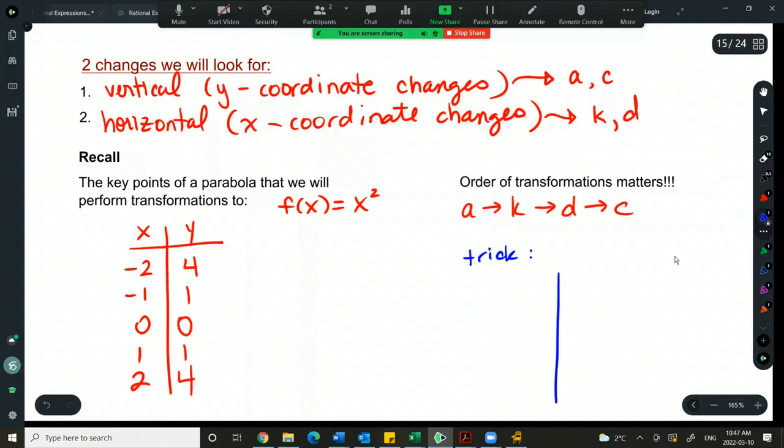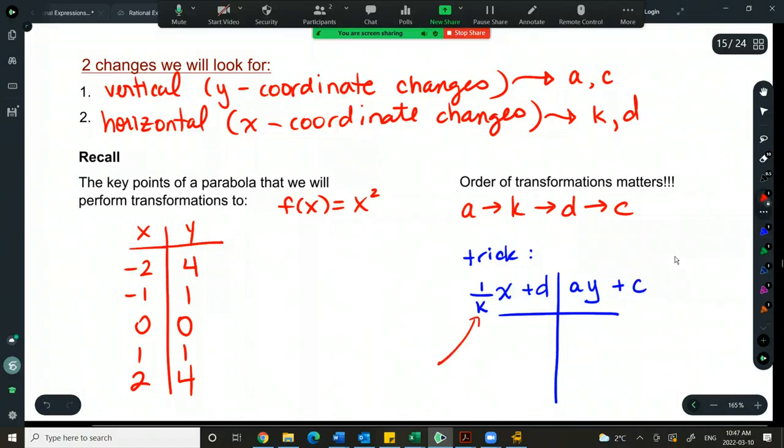For your new table of values, you're going to do the reciprocal of whatever k is times your x plus whatever your d is. And then you'll do your a value times the y, and then whatever your c value is, you add that. What I mean by 1 over k is the reciprocal of k. And you also have to remember to switch the sign that you see in the equation.